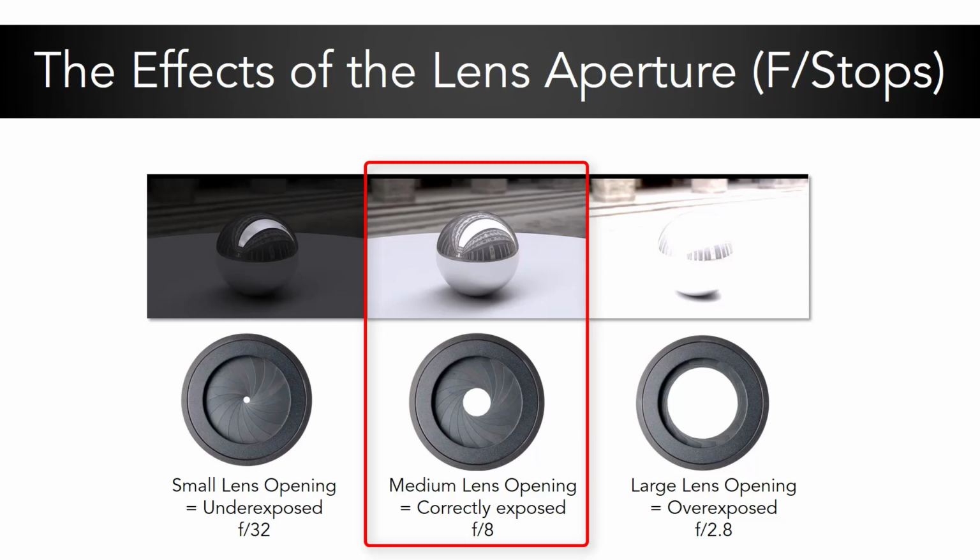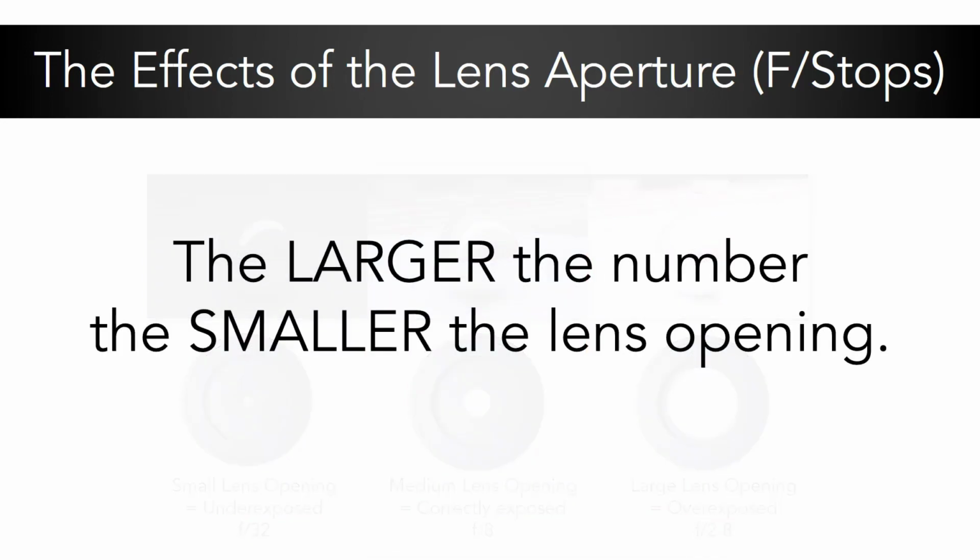Sometimes, the lens aperture is referred to as f-stops, and these f-numbers refer to the size of the lens opening. However, one thing that you need to remember is that the larger the number, the smaller the lens opening.